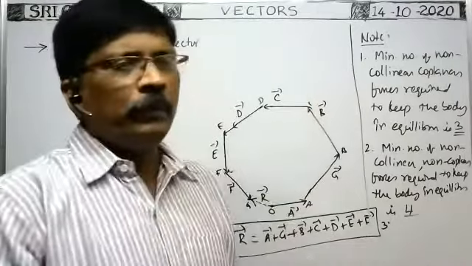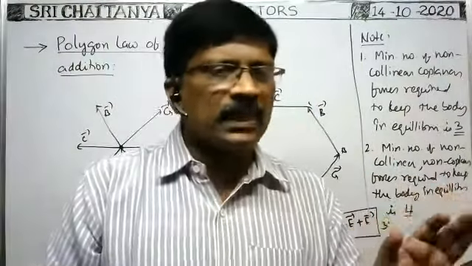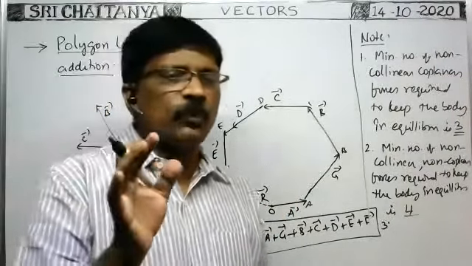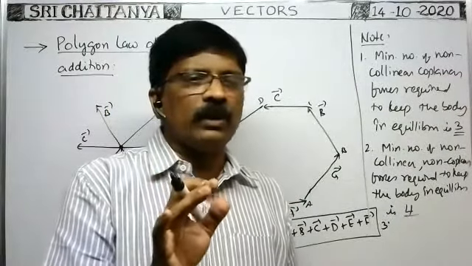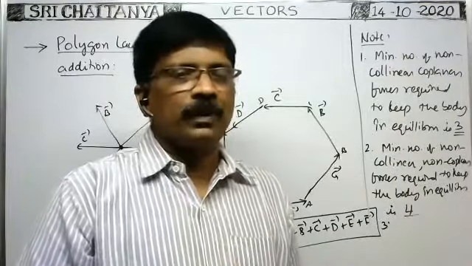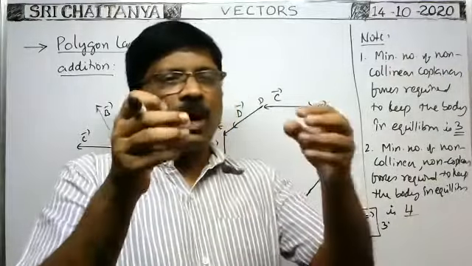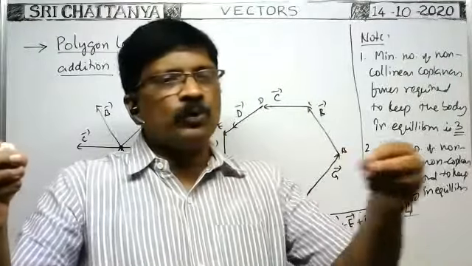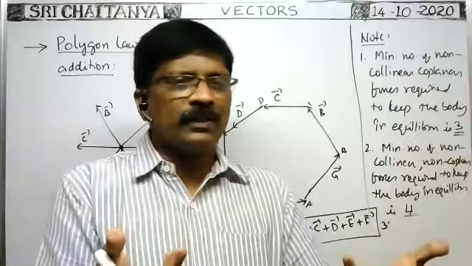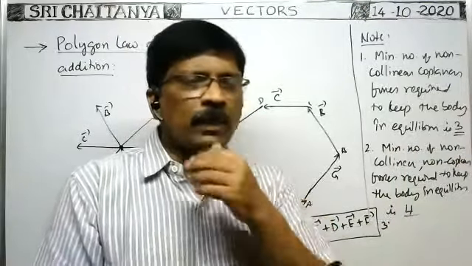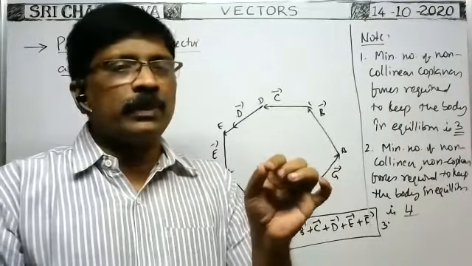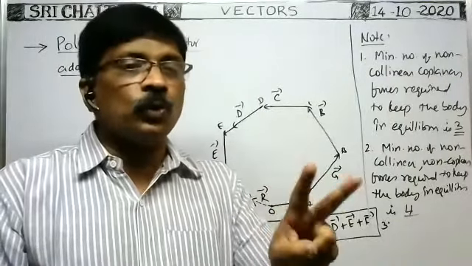Third one, the minimum number of collinear forces required to keep the body in equilibrium. Collinear means both must lie on the same line. Along the same line, one force acts on the body this way and another force that way, say 2 newton and 2 newton. Then the net force is zero, so it is in equilibrium. Therefore the minimum number of collinear forces required to keep the body in equilibrium is 2.